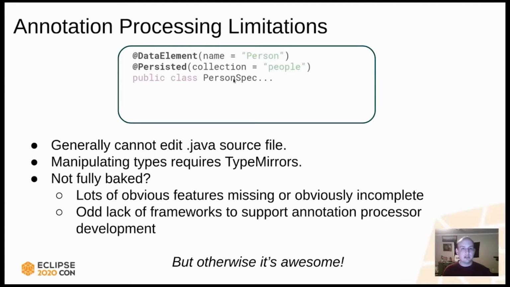And you manipulate types using something called type mirrors. And generally, the annotation processing framework feels a little half-baked or not fully baked. There's a lot of stuff that seems like it's missing, and it's got a kind of an odd lack of frameworks to support it. But otherwise, it's pretty awesome.